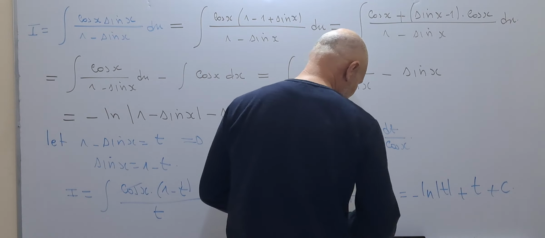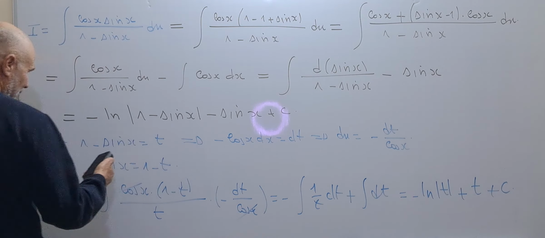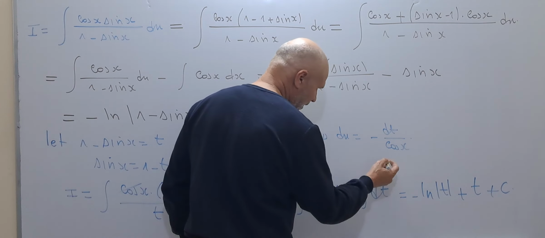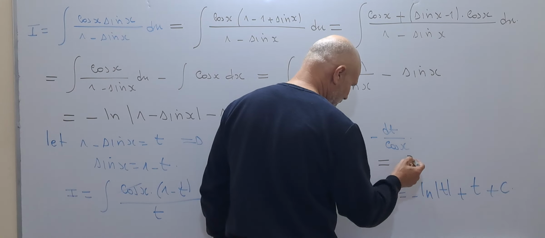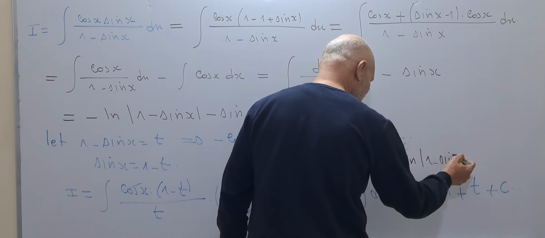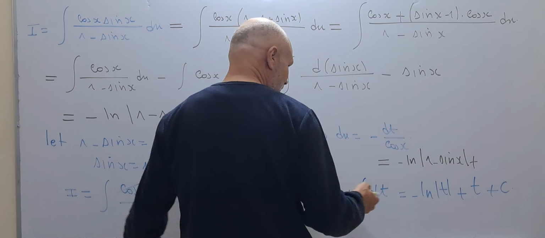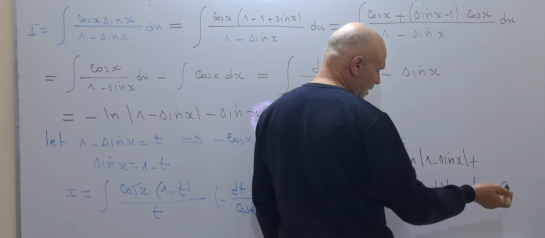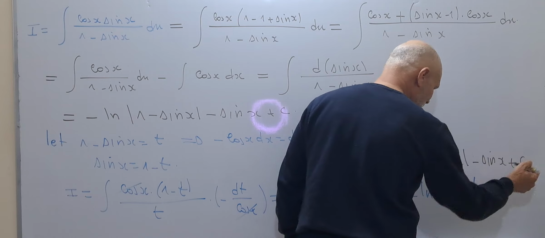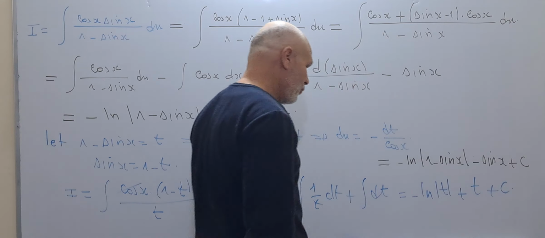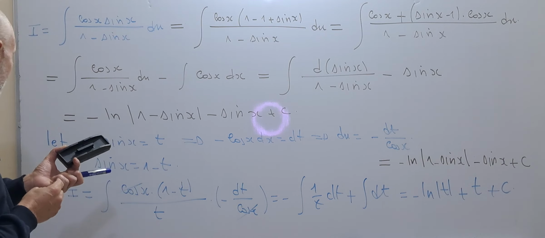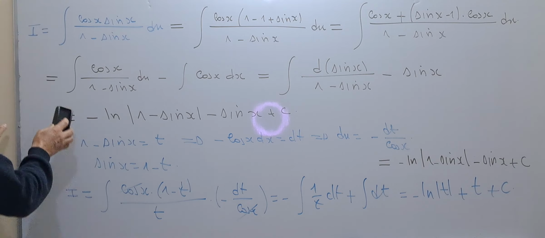Let us move to the original variable, which is t equal to 1 minus sine x. So we get here, this line is equal to minus ln absolute value of 1 minus sine x plus t. T is 1 minus sine x plus constant, so we can write just minus sine x plus constant. The 1 will be in the constant C, since it is a constant. So this is the third way. The fourth way.